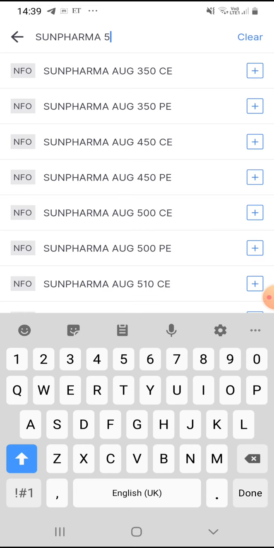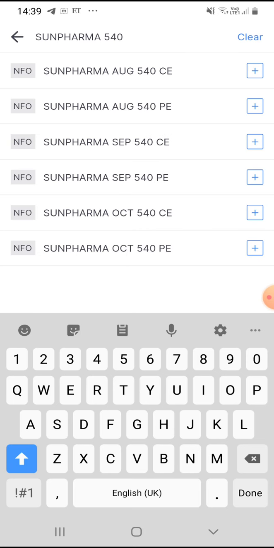530, 540. Okay, this is known as strikes. You can see in the list Reliance 2000 CE, Sun Pharma 550 CE, Sun Pharma 900 CE. These 900, 2000, 550 are called strikes. Our current value is 535, so what is our expected value? 540. So we have to type 540.